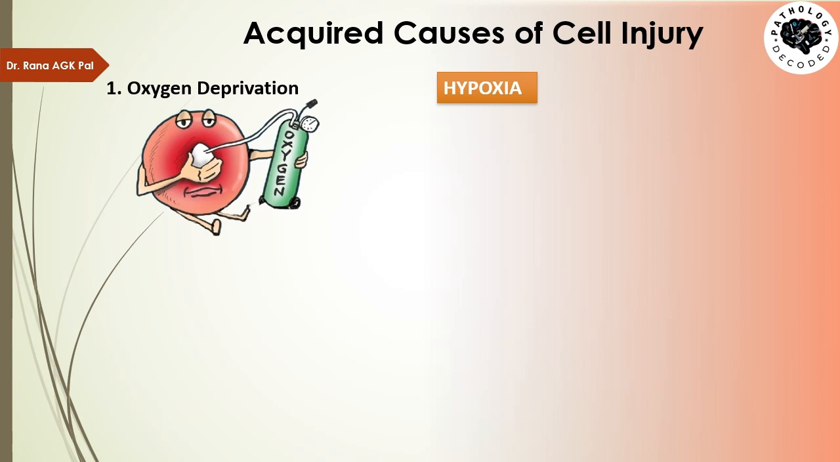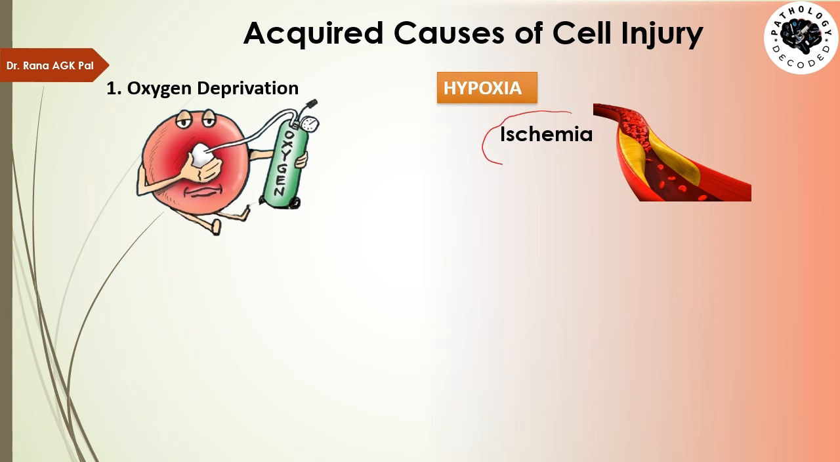So any condition in which there is lack of oxygen or less oxygen is present to the tissue, we call it hypoxia. So what is the etiology of hypoxia? The most common etiology of hypoxia is ischemia. Now, ischemia is a situation where the blood supplied to the tissue or an organ is compromised.